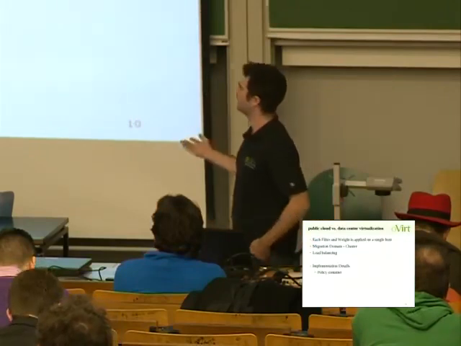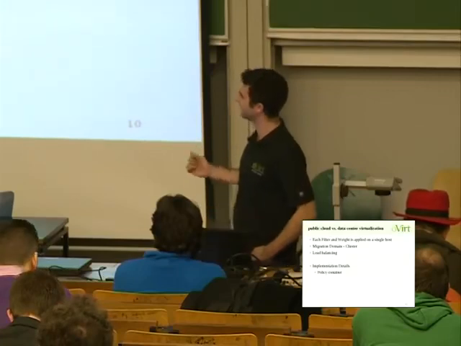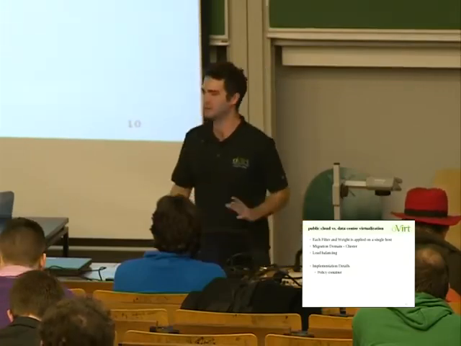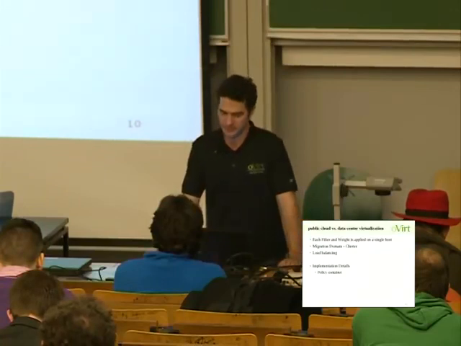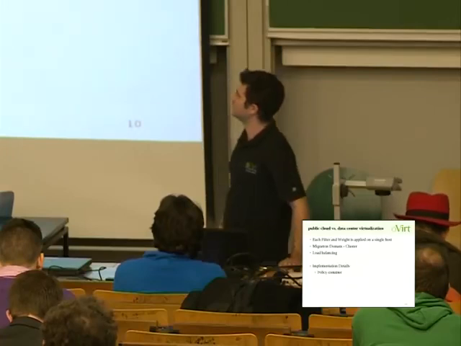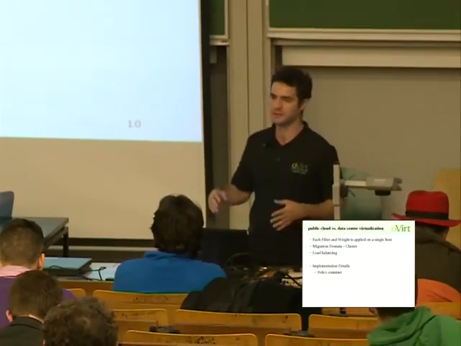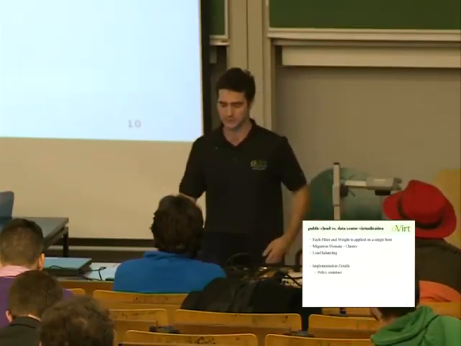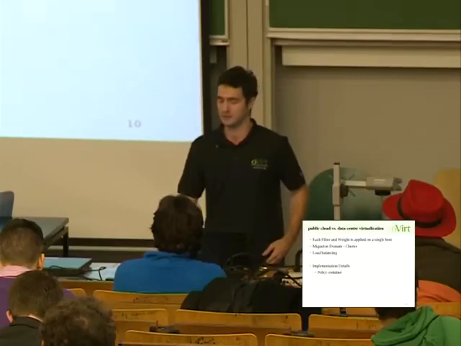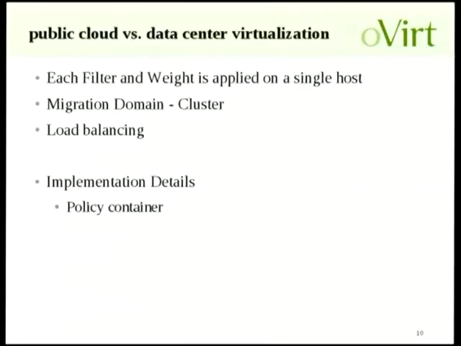When we looked at that and took it to the data center virtualization, which is oVirt, we saw that we have a little bit of a problem with that concept, because in Nova, each filter and weight is applied on a single host, and we have a larger concept of clustering in oVirt, which is called migration domain. So in the migration domain, each VM on a host can be migrated to a separate host on that migration domain, that cluster.